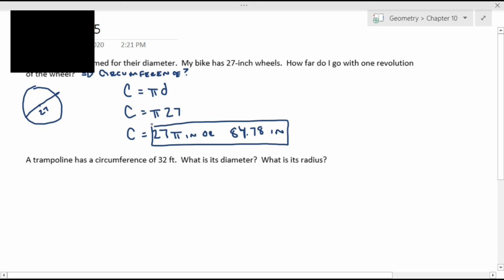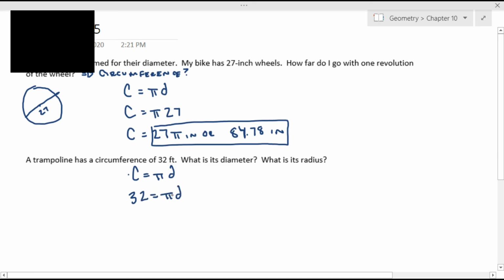All right, this one is different. It's telling us that the circumference is 32. What's the diameter? So we're still going to use that. Pause it, try it, think about it yourself. But we're still going to use the circumference is equal to pi times the diameter. But this time, instead of plugging something in for the diameter, I'm plugging in 32 feet for the circumference. So 32 is equal to pi times diameter.